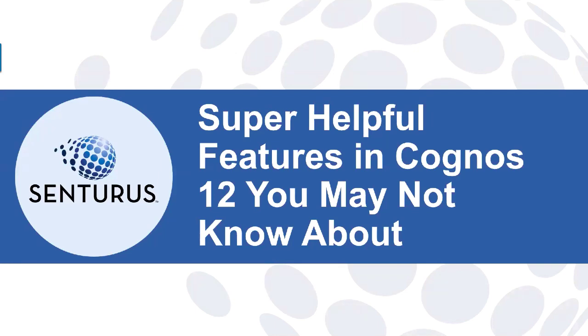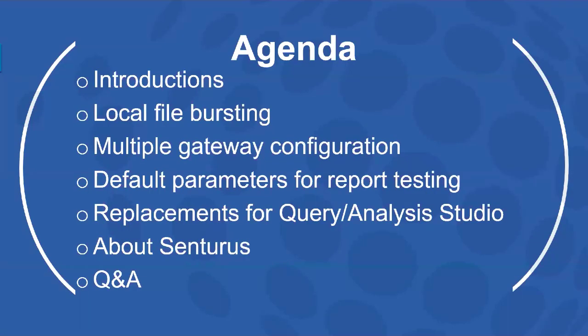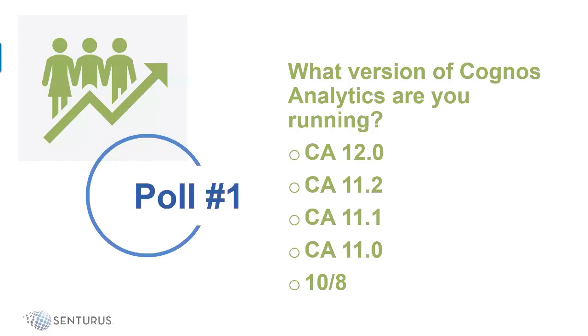Today, we're going to be doing super helpful features in Cognos 12 you may not know about. Here's our agenda. We are looking at first some introductions, and then we are going to talk about local file bursting, multiple gateway configurations, parameters. Ooh, this is a cool one. Replacements for Query and Analysis Studio, and then we'll come on back with About Senturus and some Q&A.